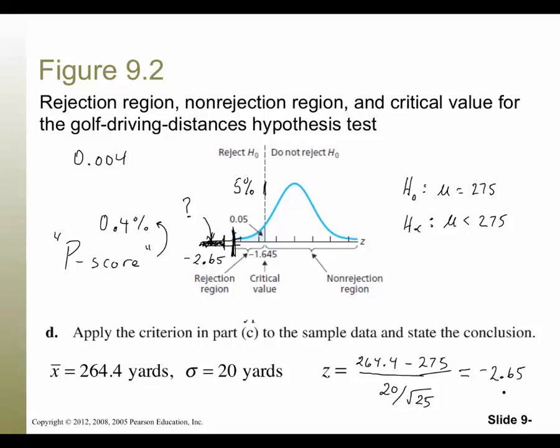So conclusion, no way, right? So very, very, very unlikely that he truly drives a 275 and he just happened to have a really, really bad sample. That only happened less than 0.5% of the time. Okay? So definitely, we would even reject it at the 1% significance level. Okay, does that make sense? So that's the idea of a p-score.